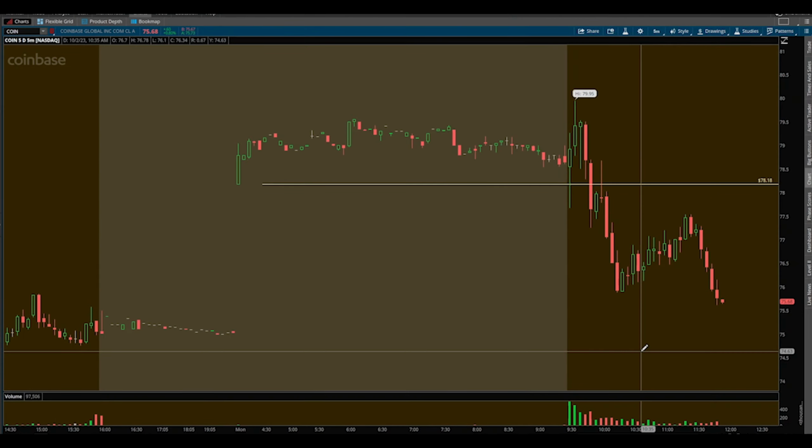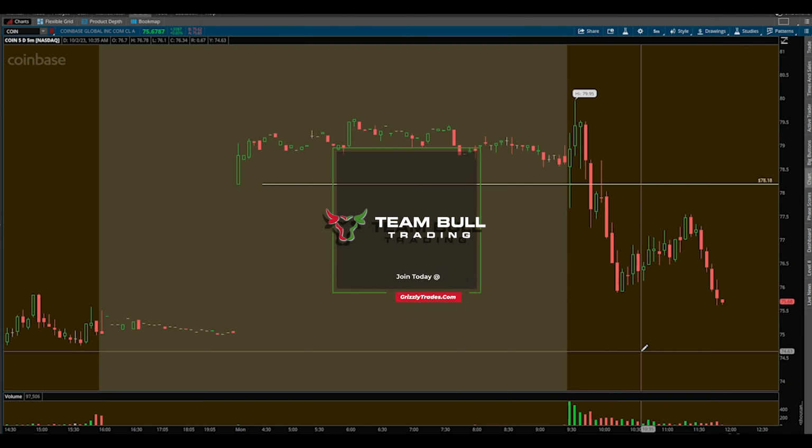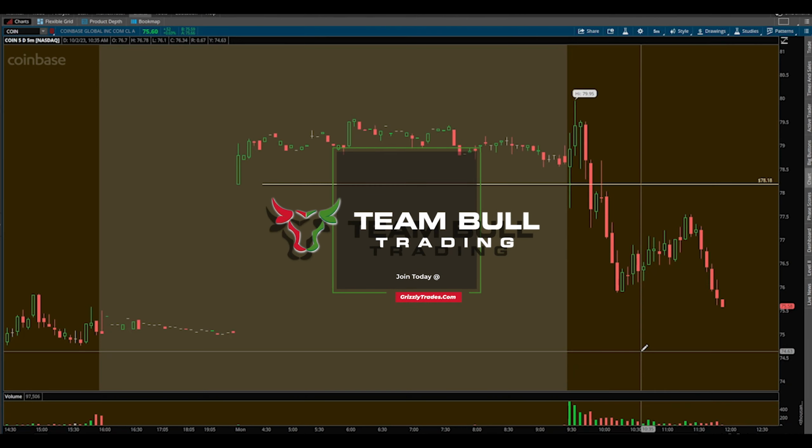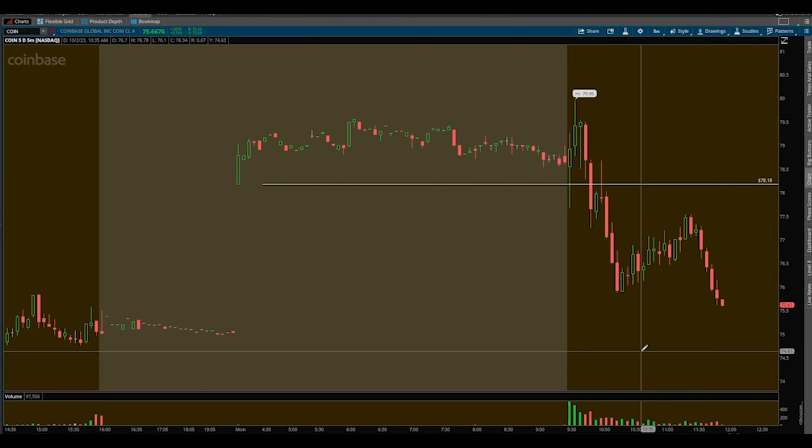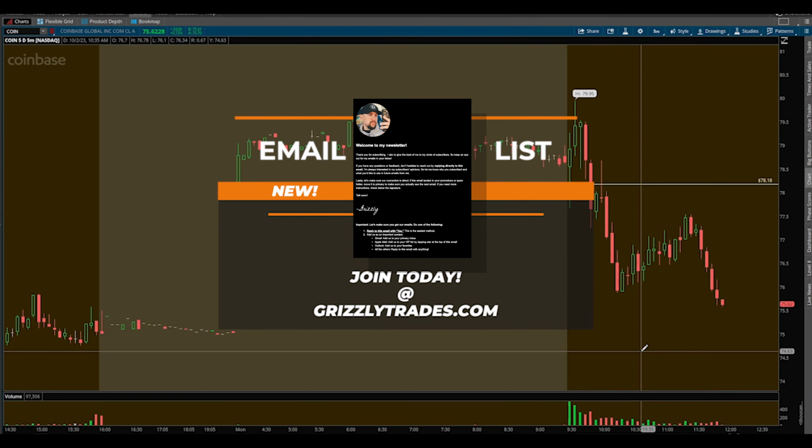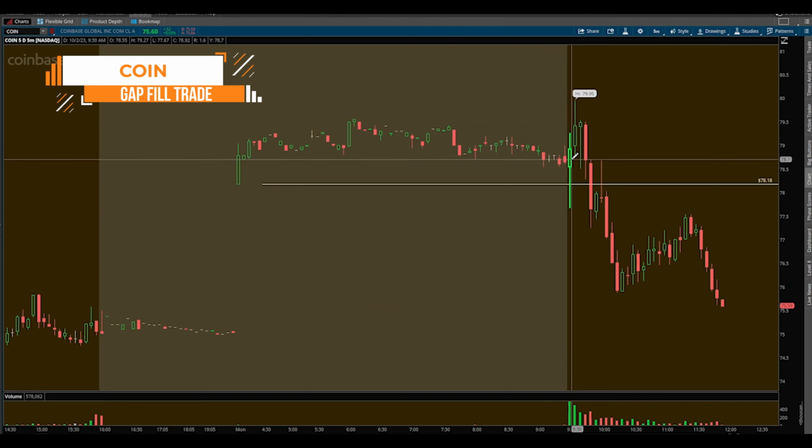For this example, we're going to look at Coinbase, ticker COIN. This was a trade I took today, okay? There's two different ways to trade a gap fill, and there's one way I like to identify that, and it's on the daily time frame chart. That's where I identify it. So this is the opening 5-minute candle here, 9:30 a.m. Eastern time. We came down.